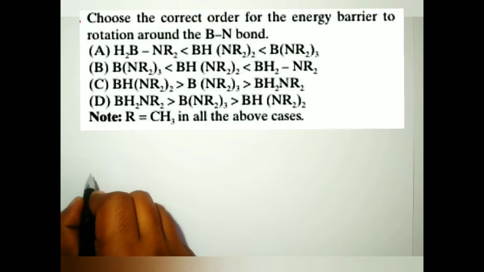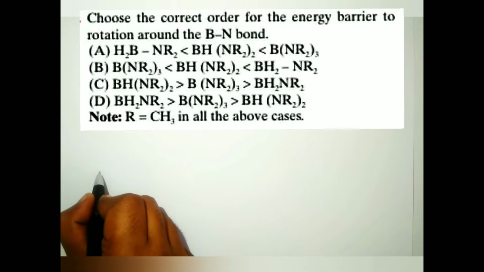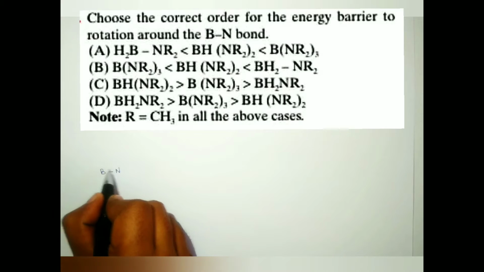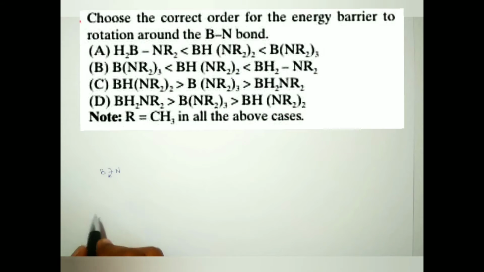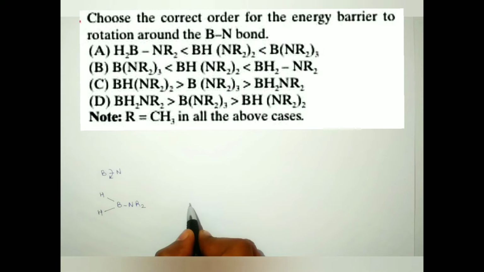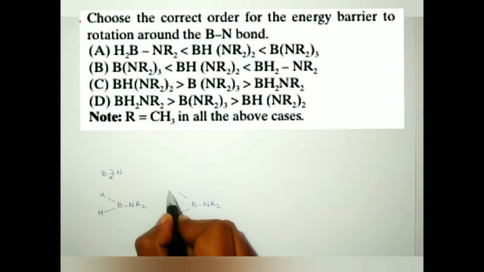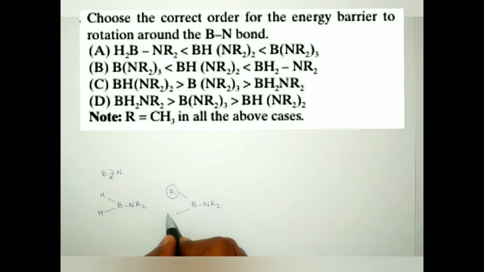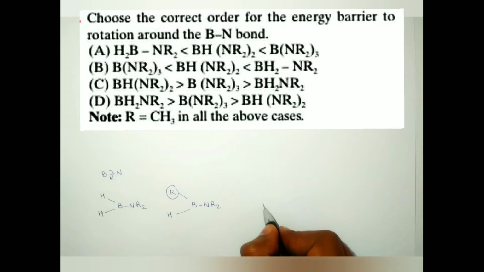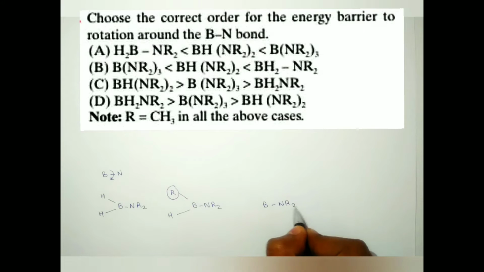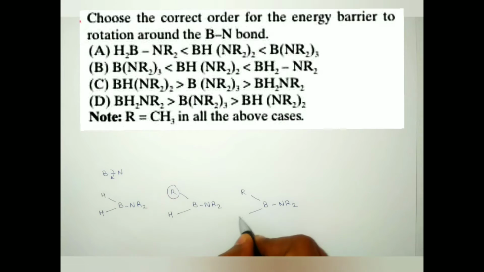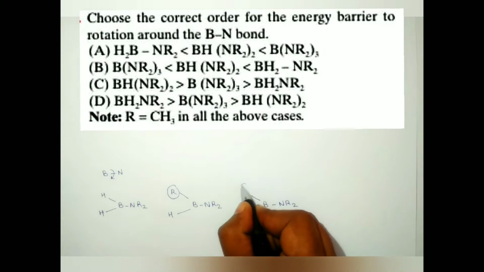Here in this example, we need to calculate the order of energy barrier to rotation around the Bn bond. As we can see in the options, there are three main structures. In the second structure, a hydrogen atom is replaced with a bulkier group. In the third, another hydrogen is replaced with another bulkier group. So the compound is becoming bulkier and bulkier.